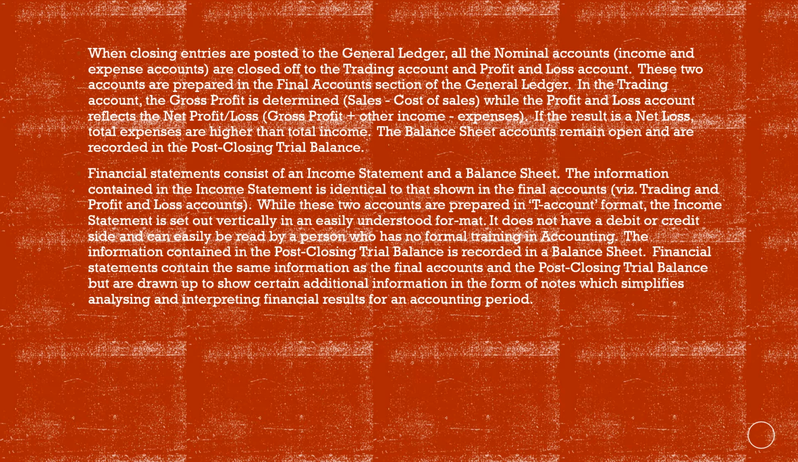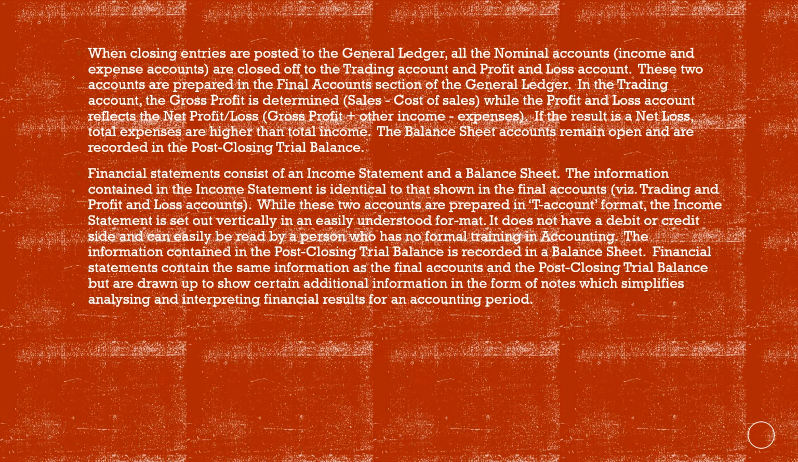Financial statements consist of an income statement and a balance sheet. The information contained in the income statement is identical to that shown in the final accounts, trading and profit and loss accounts. While these two accounts are prepared in T-account format, the income statement is set out vertically in an easily understood format. It does not have a debit or credit side and can easily be read by a person who has no formal training in accounting.